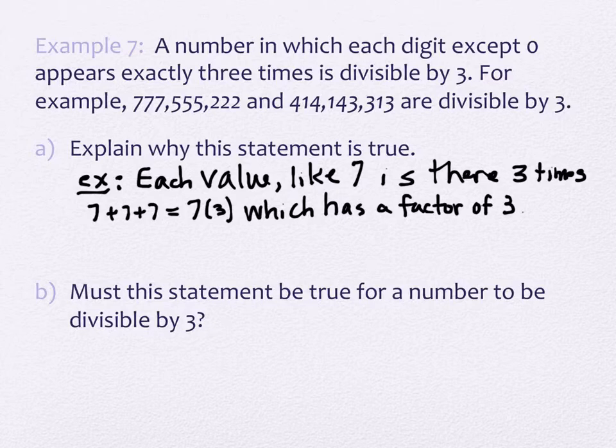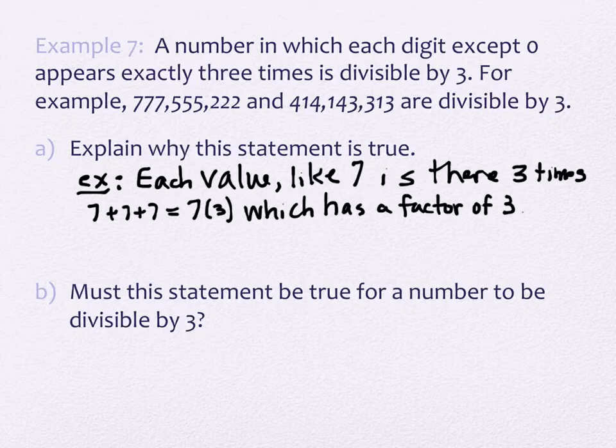Okay, does everybody make sense of that? It's kind of cute, right? If you saw that happen, that would be a very clever way to avoid having to add all the digits together and prove it that way. But part B says, must this be true? Must a value have 3 of every digit in order to be divisible by 3?